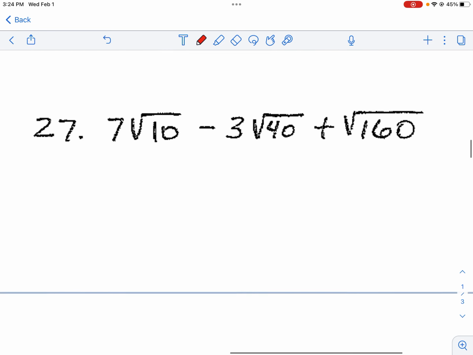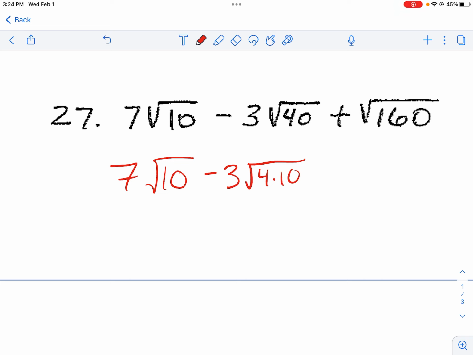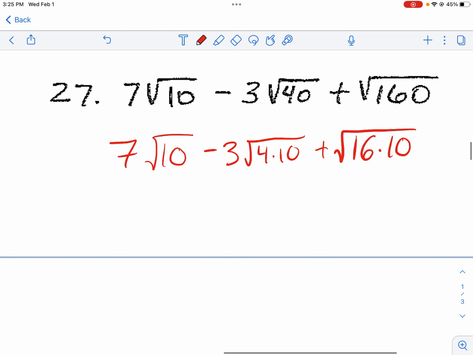And number 27, lastly, I'm thinking, does 10 have any nice reducible perfect square factors? It does not, so I'm going to leave that. But what about 40? 40 does, 4 and 10, right? This is looking good. So now I have 3 times the square root of 4 times 10 plus, I got square root of 160. So I'm thinking, well, does that look like 16 to me? So 16 times 10 are my perfect square factor and my other factor.